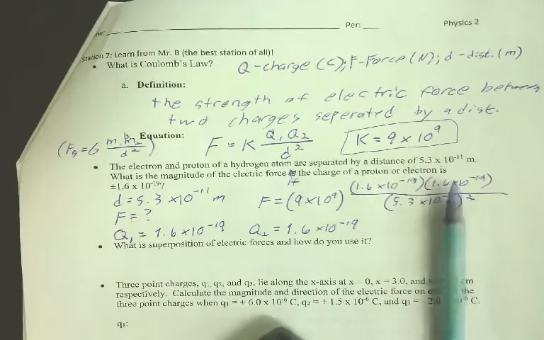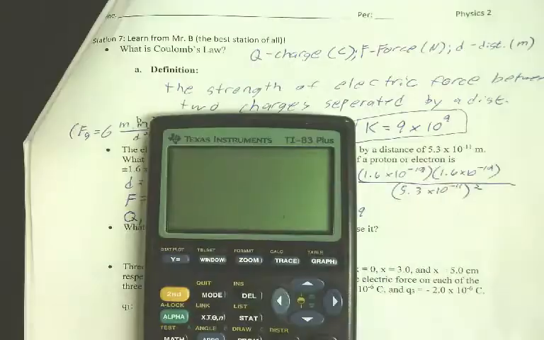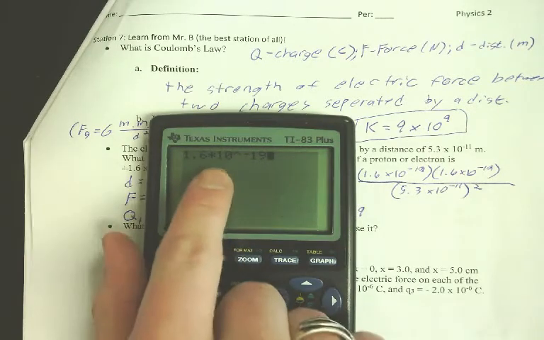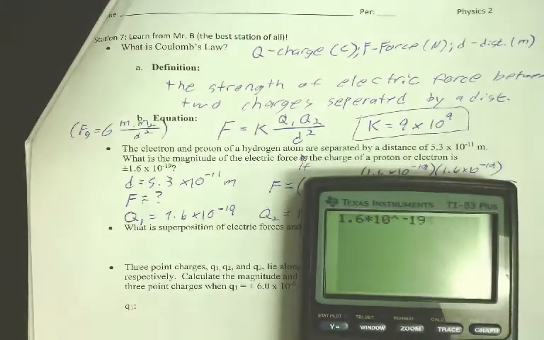Okay? So, whatever you do, don't do this: 1.6 times 10 power negative 19. Don't do that! Chances are you'll make a mistake at some point. It's possible to do it this way and do it correctly, but it's not easy to do it this way and do it correctly.